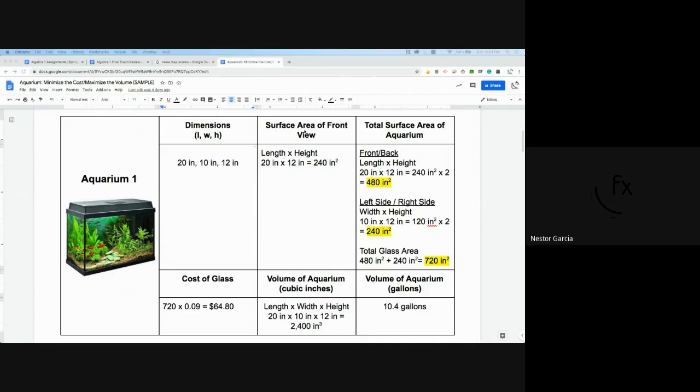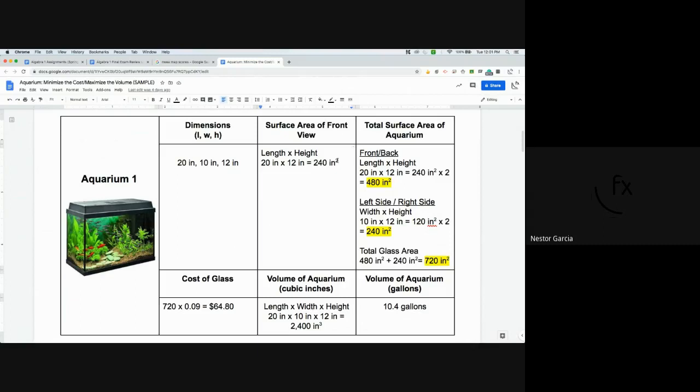Now, if you were trying to find the surface area of the front view, you would have to determine that what you need to find is the length times the height. In this case, this length times this height gives us the front face or the front glass of this aquarium. Here, therefore, we have 20 inches for the length and 12 inches for the height. So 20 inches times 12 inches is equal to 240 square inches, which you write as inches power of 2.